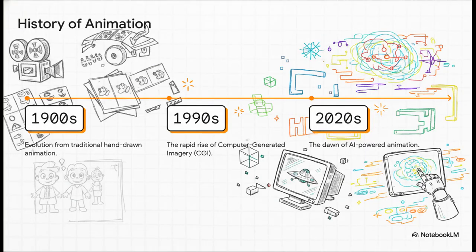And it's crazy to think about how much the method for creating this illusion has evolved. Back in the early 1900s, traditional hand-drawn animation was honestly unbelievably tedious. We're talking over 1 million individual hand-drawn frames for a single feature film. Fast forward to the 1990s, and the explosion of CGI completely flipped the industry on its head. And today, in the 2020s, we're already seeing the dawn of AI-powered animation.